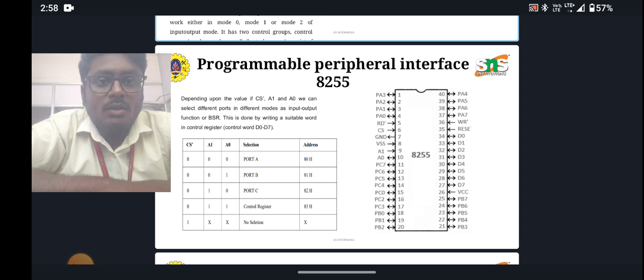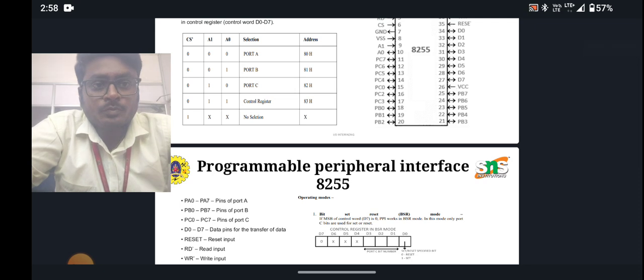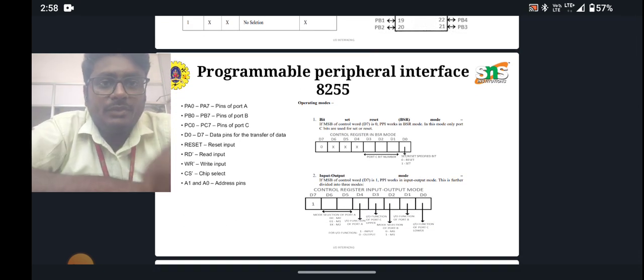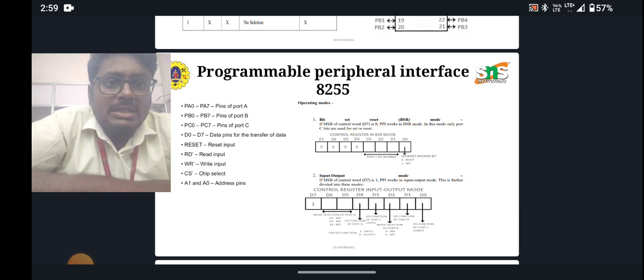When CS is 1, that is when the chip is not selected, we cannot select any register and there is no address for it. Followed by the programmable peripheral interface pins: PA0 to PA7 are the pins of port A, whereas PC0 to PC7 are the pins of port C, and D0 to D7 are data pins for transferring the data. Reset is to reset the input. RD bar is the read input, WR bar is the write input, CS is chip select, whereas A1 and A0 are the address pins.